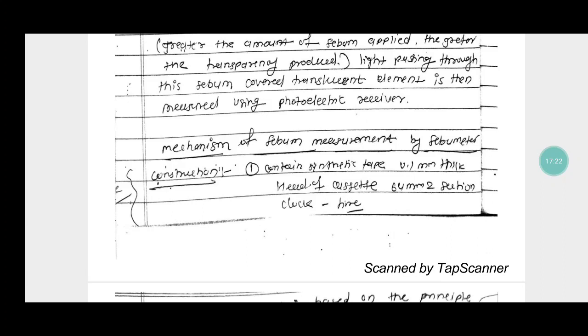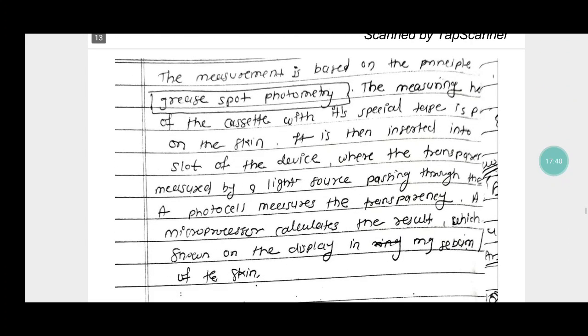And the mechanism for the sebum measurement for the sebometer is, construction: it contains a synthetic tape, 0.1 mm thick, a cassette, 64 mm2 section, and a clock, which is the timer. The measurement is based on the principle of grease spot photometry. So the measuring cassette with its special tape is pressed on the skin.